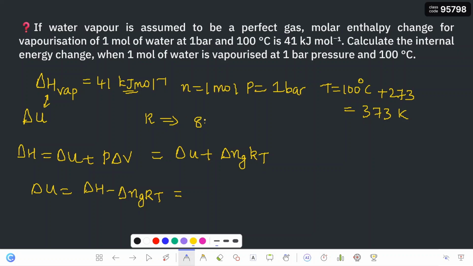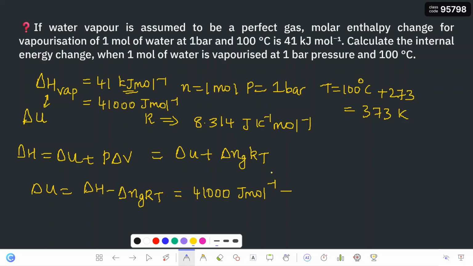So R we are taking here in terms of joule. Since delta H is given in joule, we will use the R value as 8.314 joule per Kelvin per mole. So we will convert delta H into joule, 41 kilojoule to joule. Kilo, if you want to convert to joule, we have to multiply by 1000. So we will write 41,000 joule per mole, minus delta Ng.